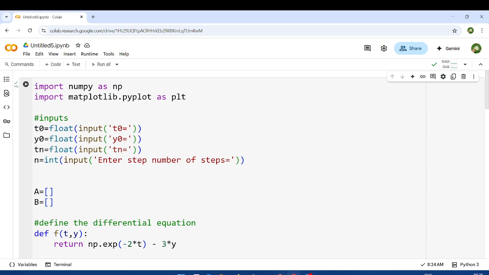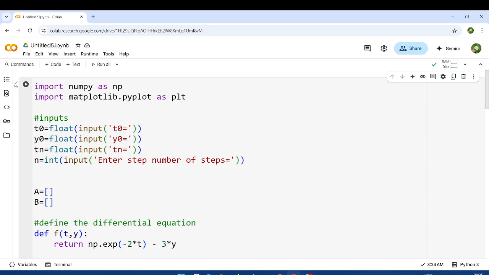Here it is, the Python code. As usual, first I have imported some packages. I imported numpy as np for defining the function and for defining the x domain or y domain, and imported matplotlib.pyplot as plt for plotting the function.